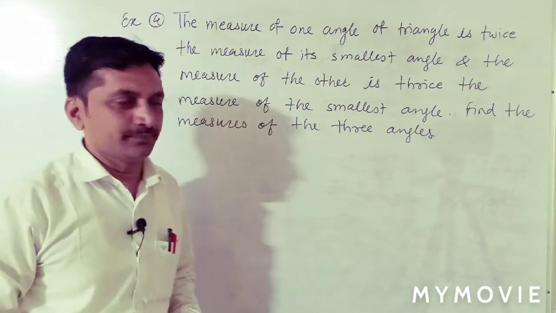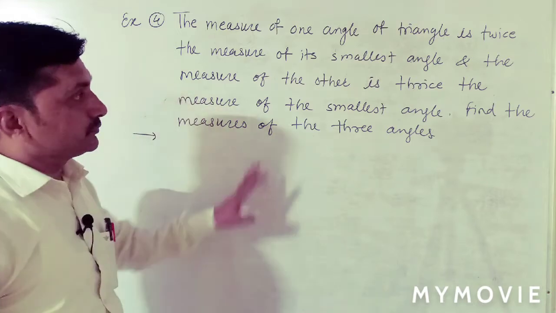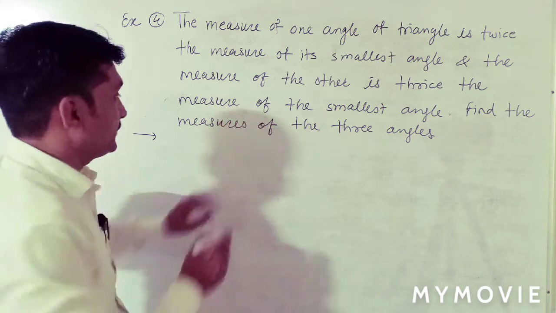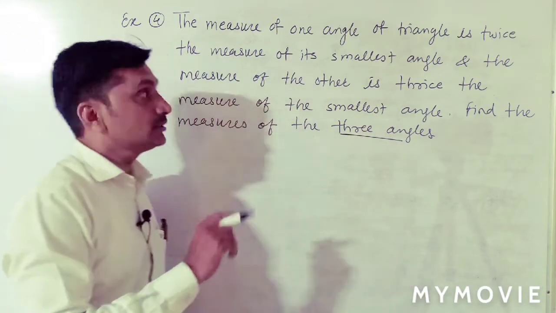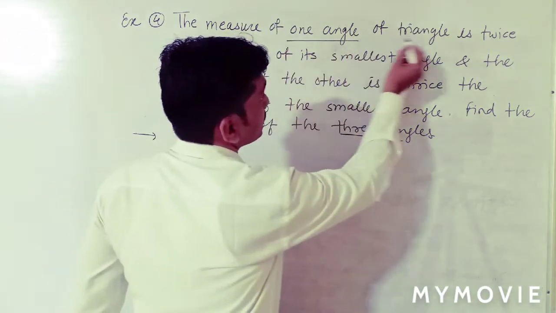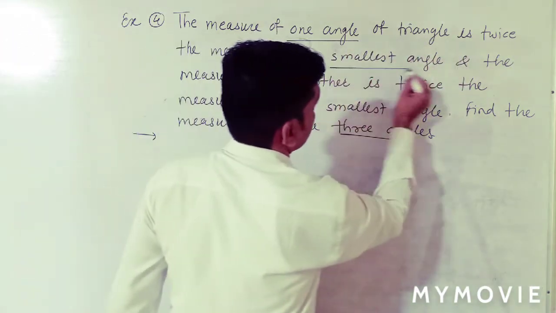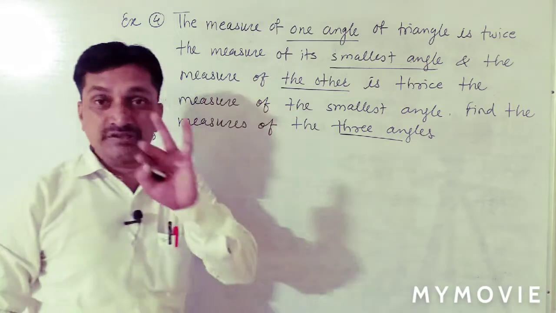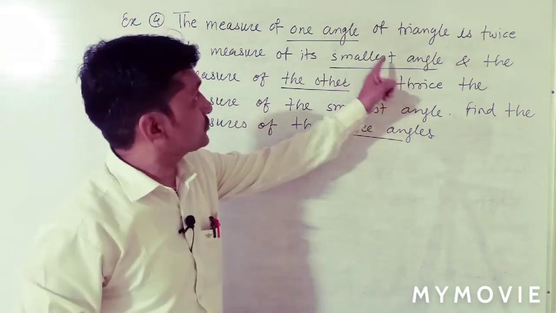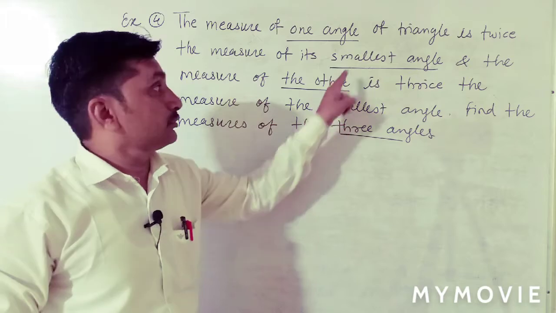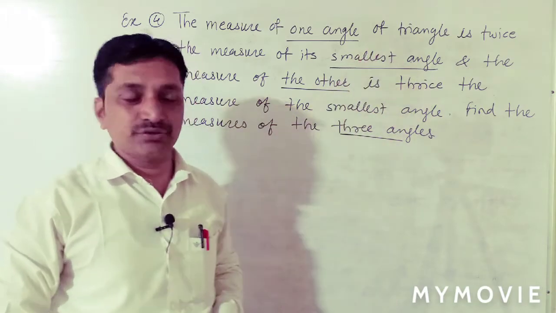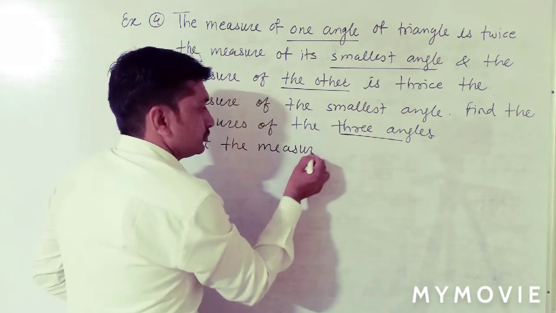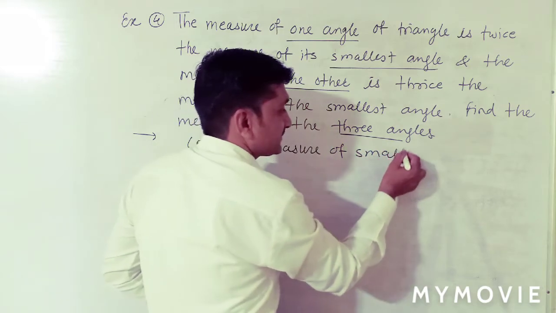Example number 4 is a word problem. And in the word problem, conditions about the angles are given. What is to be found is the measures of the three angles. But which three? In that it is given that the measure of one angle is twice the measure of the smallest angle. Meaning one angle, the smallest angle, and the measure of the other. These are the three angles. Which three? Smallest, one, and other. Then let's consider x for the smallest. Let the measure of the smallest angle be x degrees.